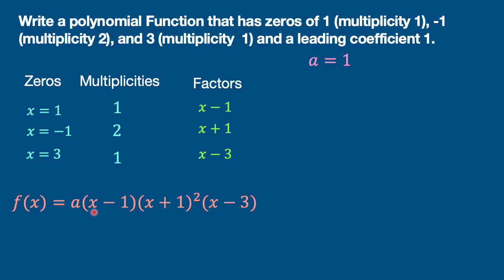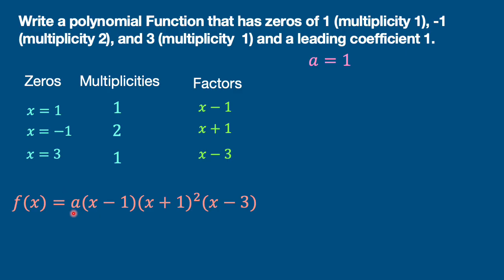So f of x is going to be a, that's the leading coefficient. First factor is x minus 1, second is x plus 1, third is x minus 3. The power of x minus 1 is 1, that's why I didn't put the 1. The power of x plus 1 is 2, because the multiplicity is 2. The power of x minus 3, multiplicity is going to be 1. That's how you build the polynomial function based on this information.